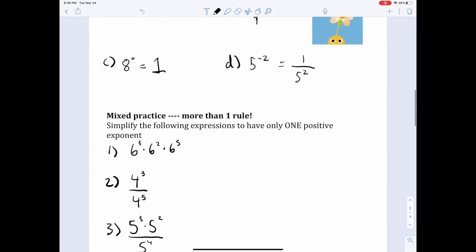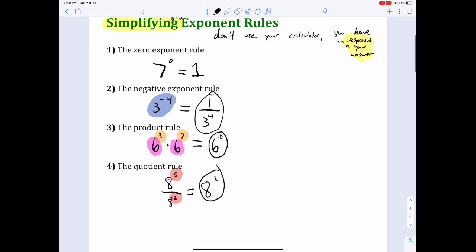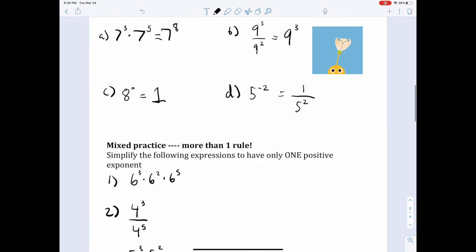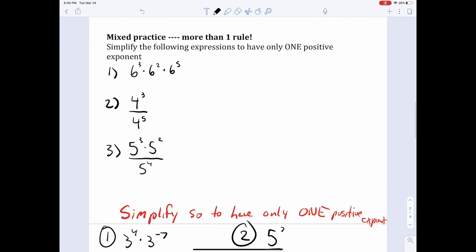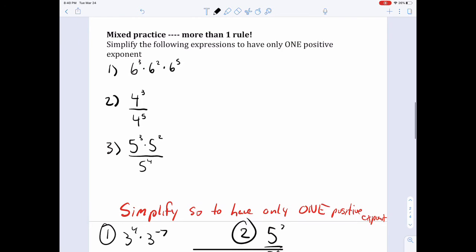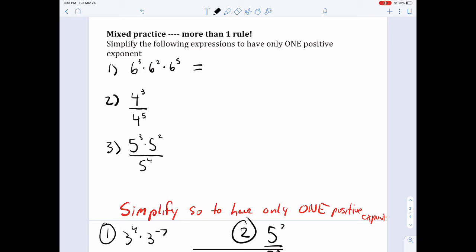Now, you're going to take these 4 rules and you're going to do more than one at once in the mixed practice. So you're going to simplify the following expressions that have only one positive exponent. I'm going to do 3 of these with you, and then you guys can try the other ones and see if you get it. So we're going to use more than one rule here.